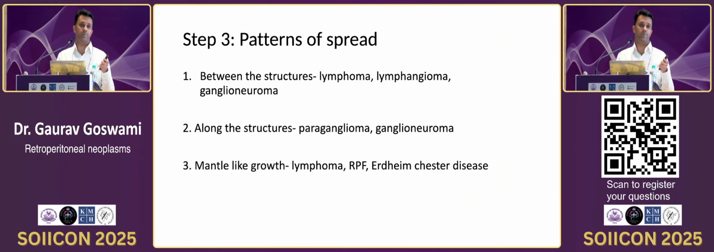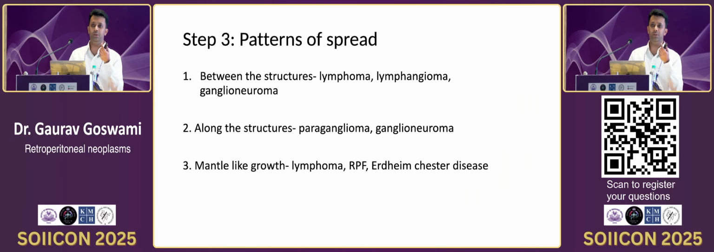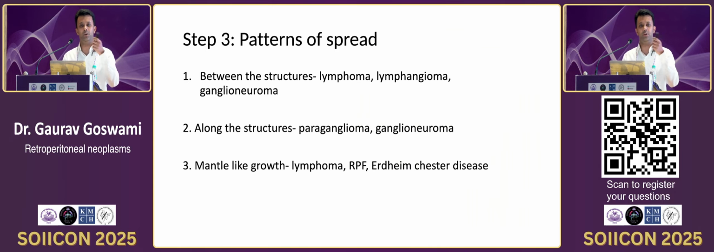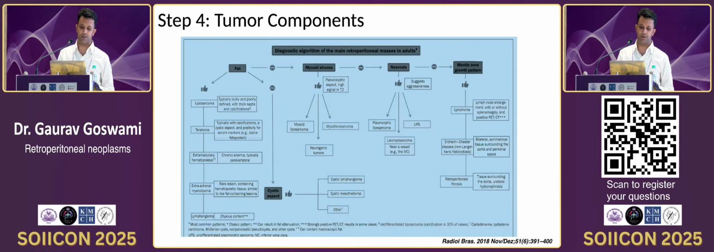Step 3, pattern of spread. Sometimes you might have encountered a small size lesion followed by a large size lesion in the follow-up imaging. There is a specific pattern. There are 3 patterns. One is between the adjacent structures. These are the most characteristic with lymphoma, lymphangiomas and ganglioneuromas. Second is along the structures, along the parietes or along the outline of that particular nerve tract or the ureter, that is paragangliomas, ganglioneuromas. Third is mantle-like growth, that is again with lymphoma, retroperitoneal fibrosis and Erdheim-Chester disease.